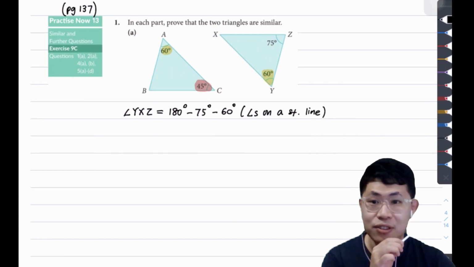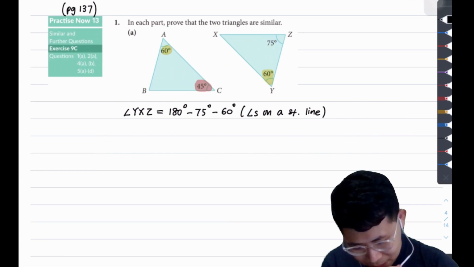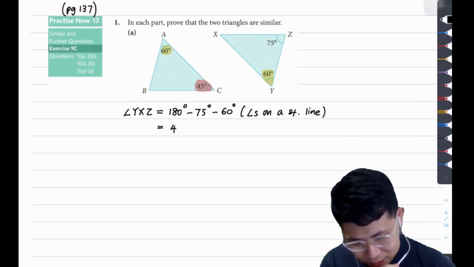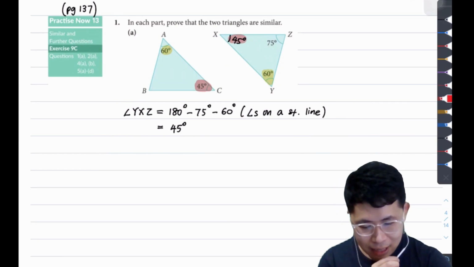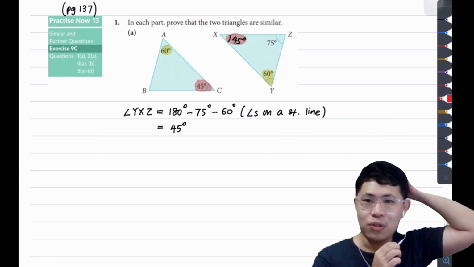So adjacent angles on a straight line. Lo and behold, if you were to press your calculator, you should be getting 45 degrees. So this angle here is 45 degrees, and tada, we can match this one over here.